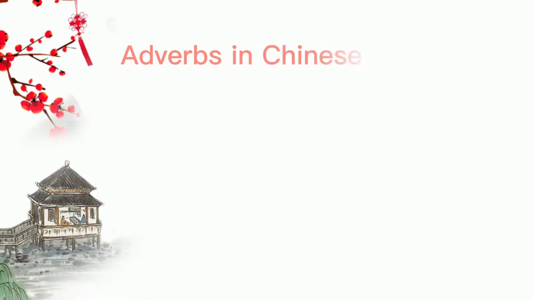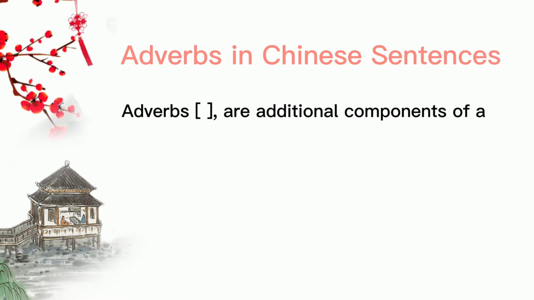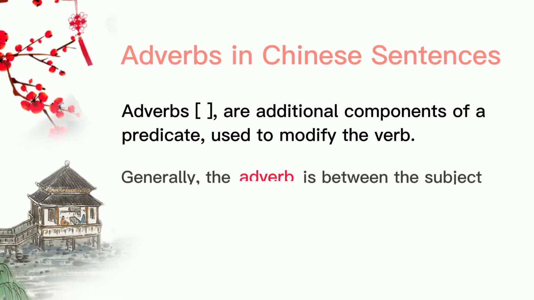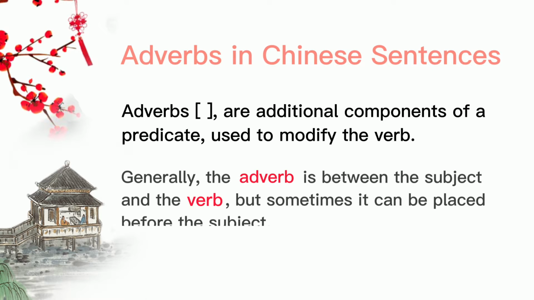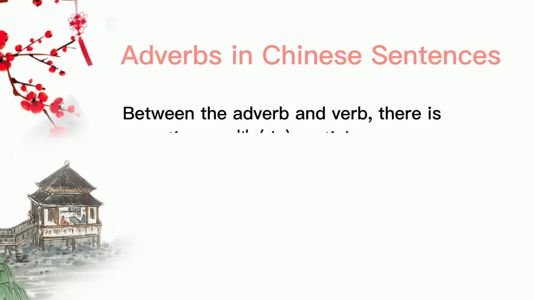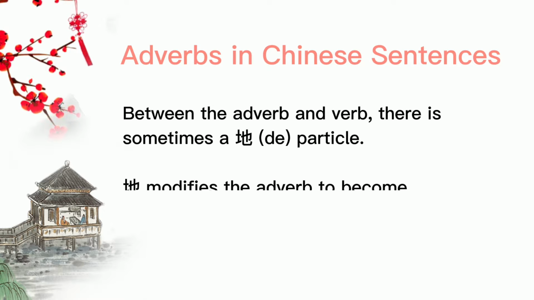Adverbs are additional components of a predicate, also known as a clause with a verb, used to modify the verb. The position of the adverb should be before the verb. Generally, the adverb is between the subject and the verb, but sometimes it can be placed before the subject. Between the adverb and verb, there is sometimes a 地 particle that modifies the adverb to become verbally.